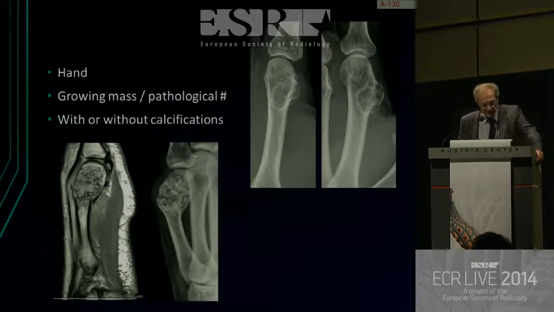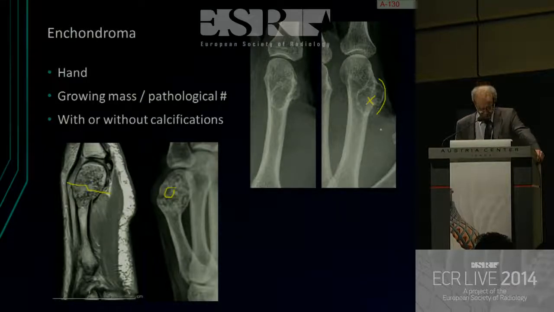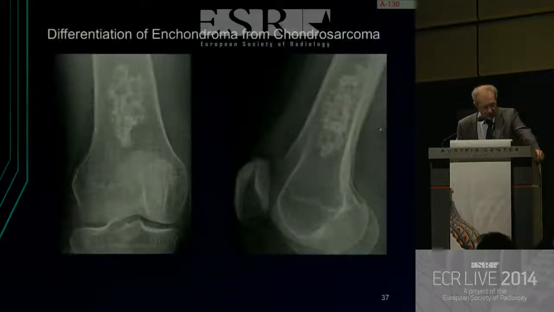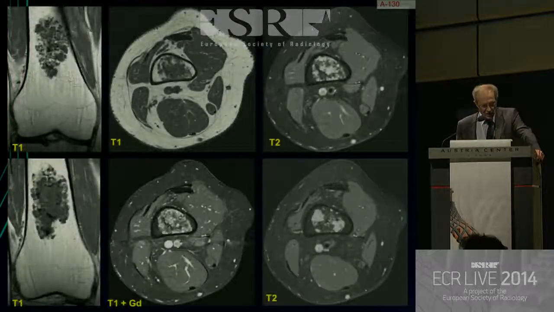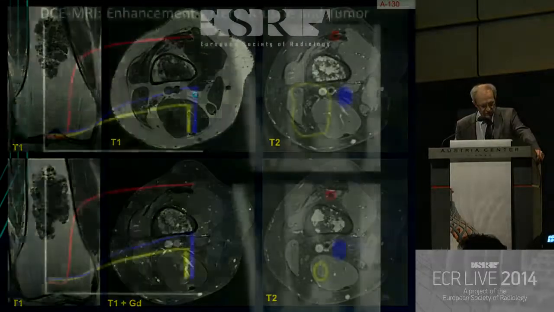Another case, here we have a lesion in the hand, presenting as a growing mass, or sometimes with a pathological fracture. It can present with calcifications or sometimes without calcifications. The name is again enchondroma. But the big question is always, is it an enchondroma or is it a chondrosarcoma? So on conventional X-ray and MRI, this is really a difficult question.